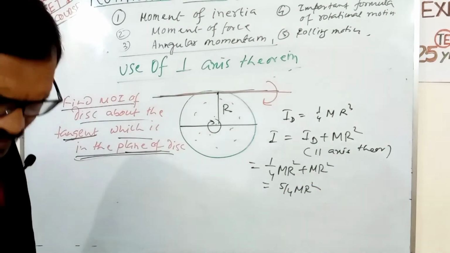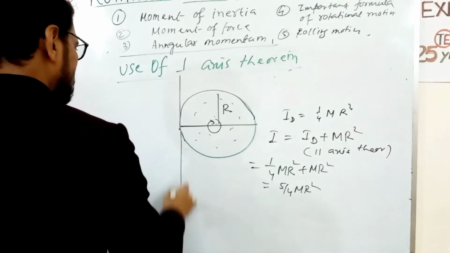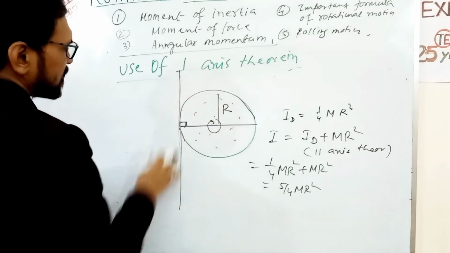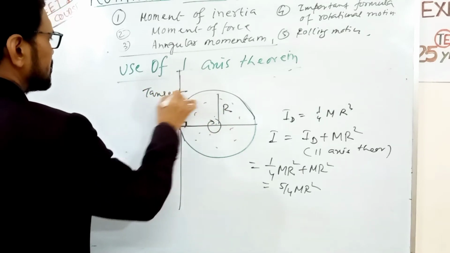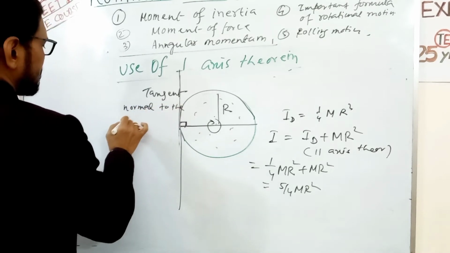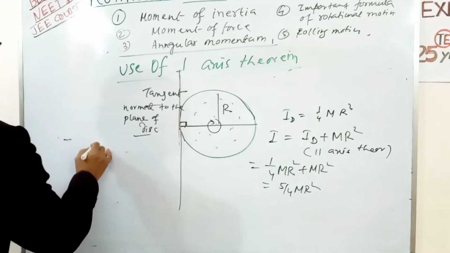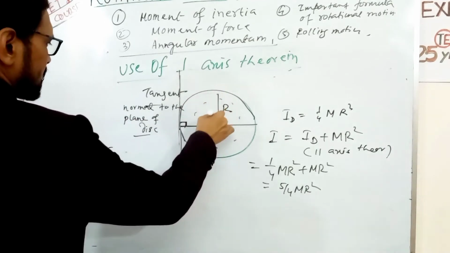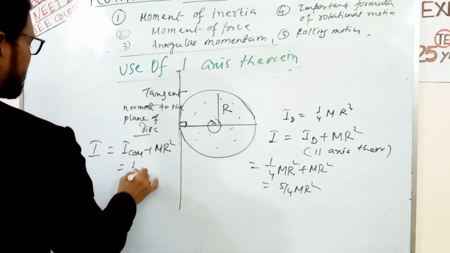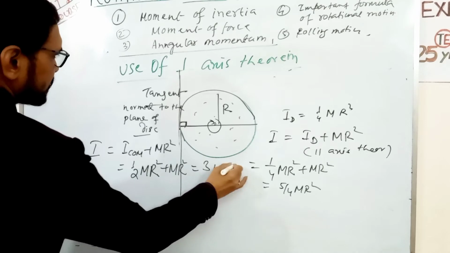Now if we are asked to find the MOI about the tangent which is normal to the plane of the disk, here we have to use I equal to ICOM plus m into r square, which is half mr square plus mr square, that is 3 by 2 mr square. Okay, this is the answer.